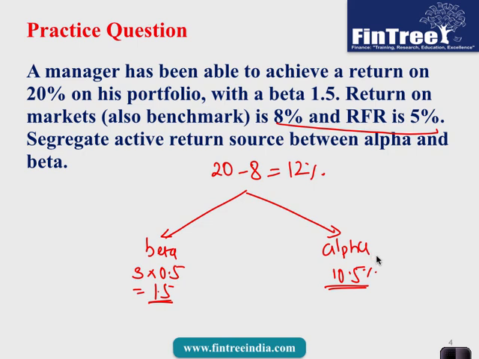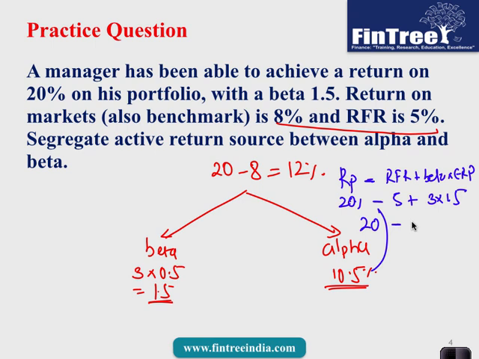And we could have also cross-checked this by saying return on portfolio minus RFR plus beta into equity risk premium. Return on portfolio is 20%, RFR is 5, this is 3 into 1.5, so that would be 20 minus 9.5, which would be 10.5%.